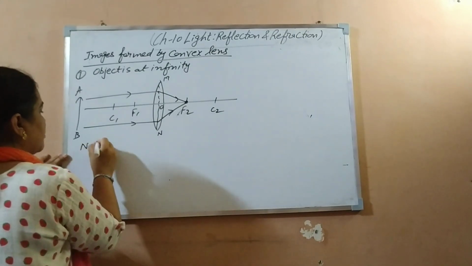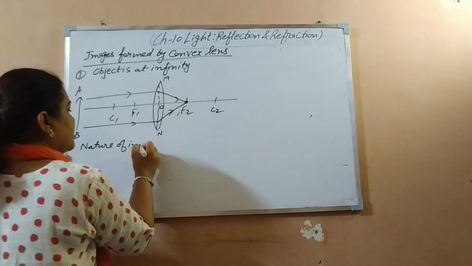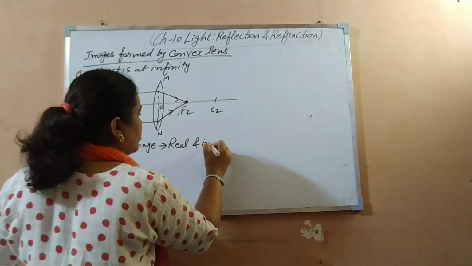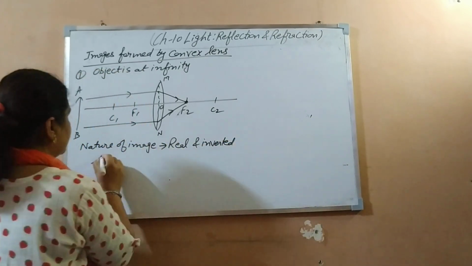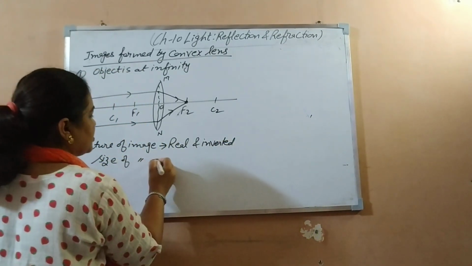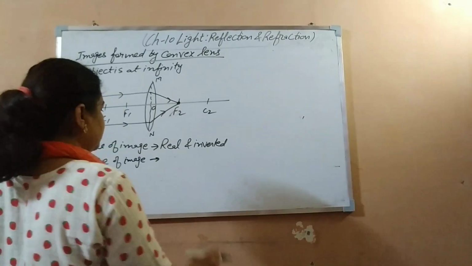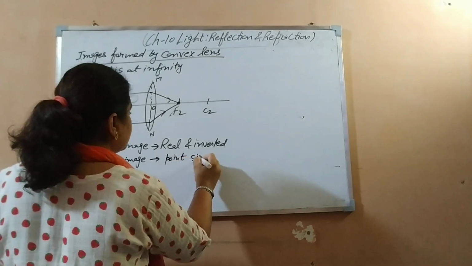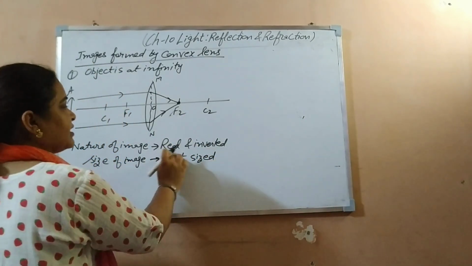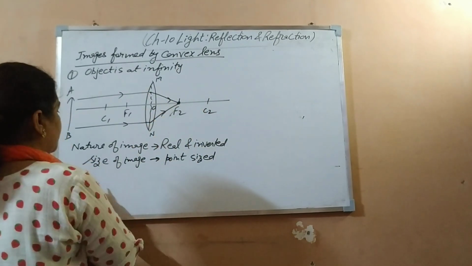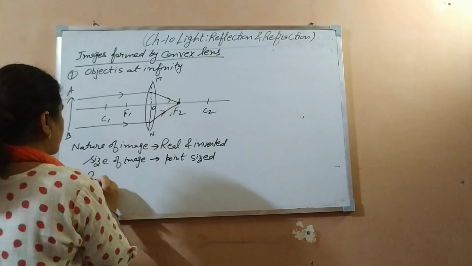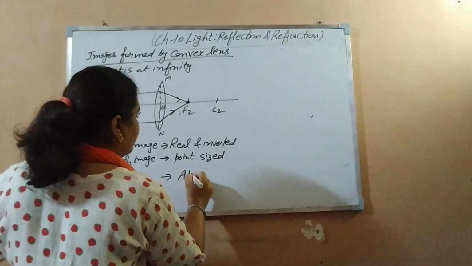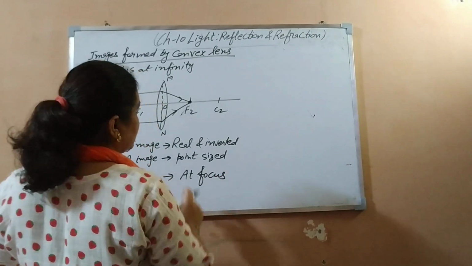So what is the nature of this image? The nature of the image by a convex lens we have proved earlier. It forms a real and inverted image. And what is the size in this case? The size of the image is diminished, point-sized here. And why are we writing real and inverted? Because we are getting this on the screen. Nature is there, size is there, and what is the position? The position of the image is at the focus on the opposite side. So this is the first case.